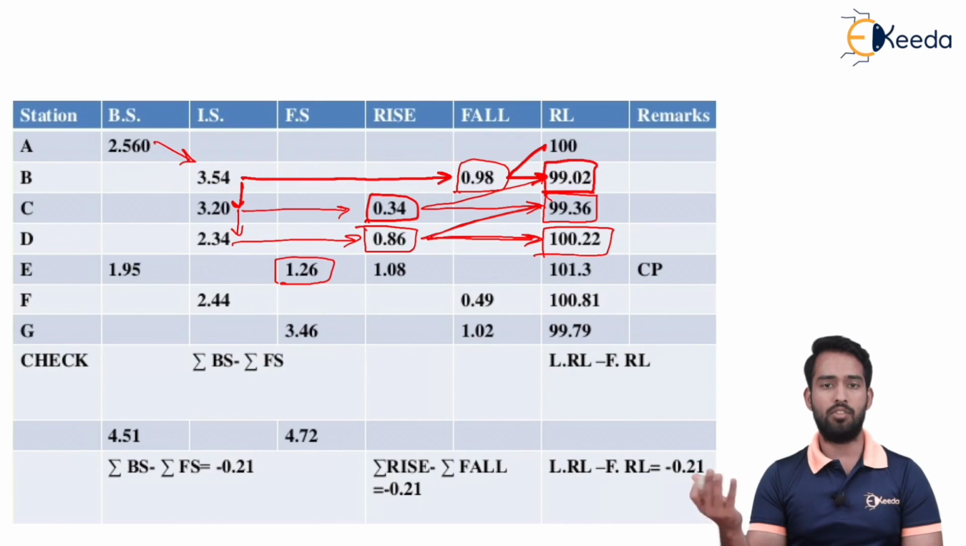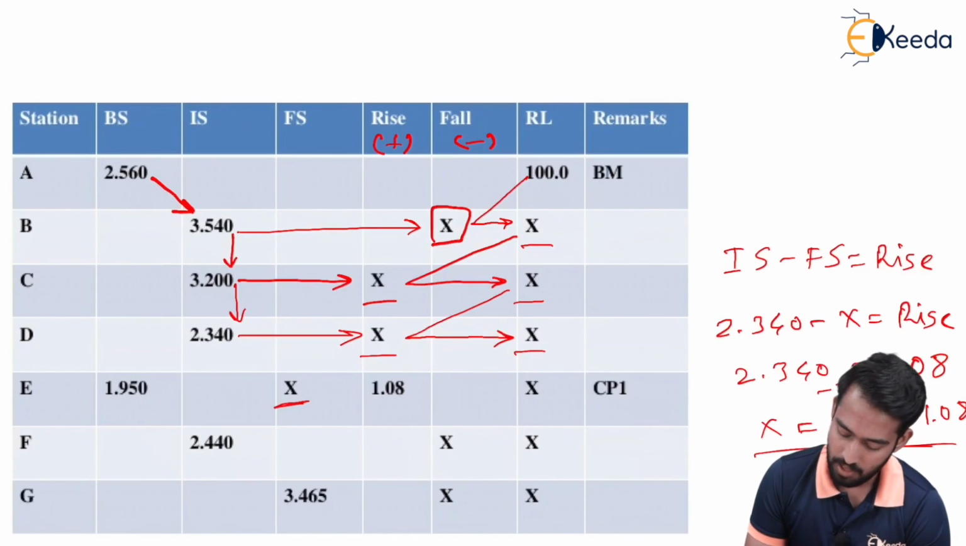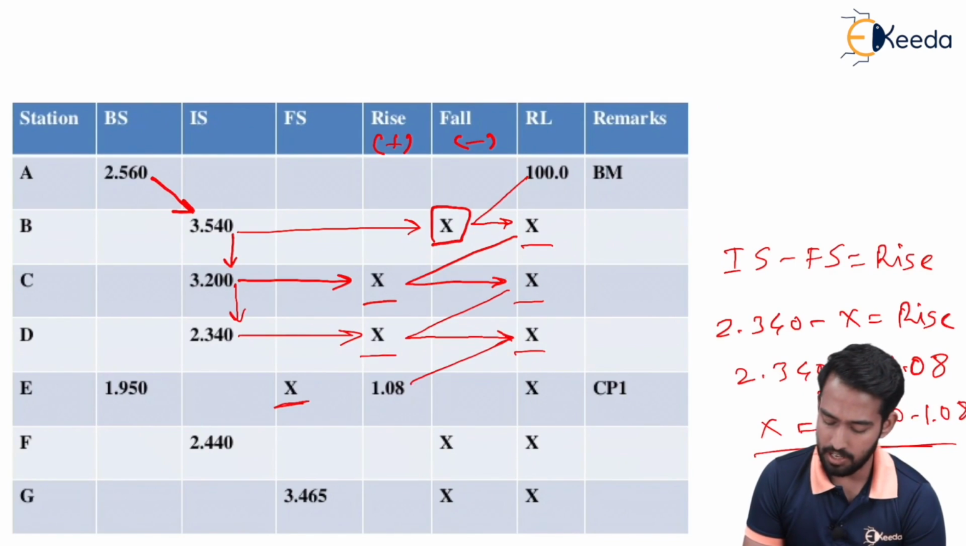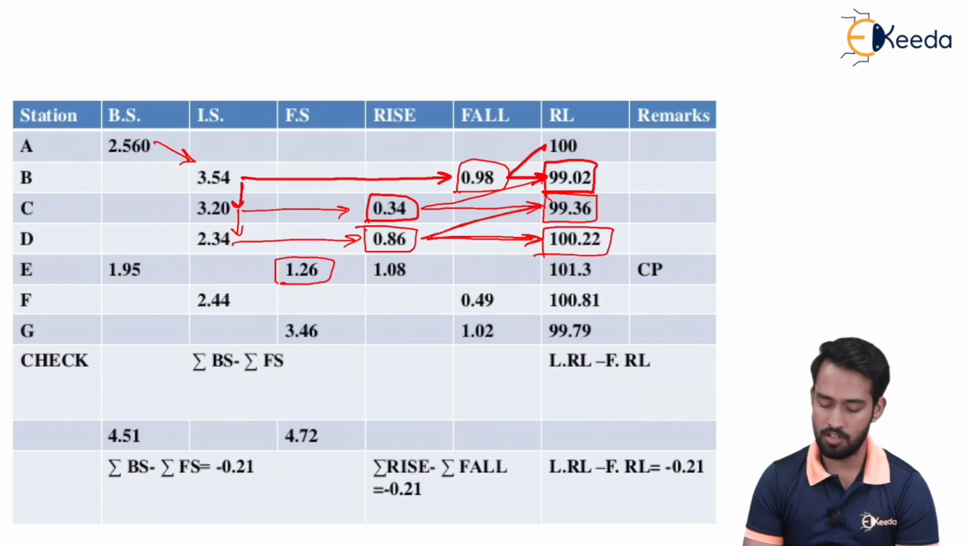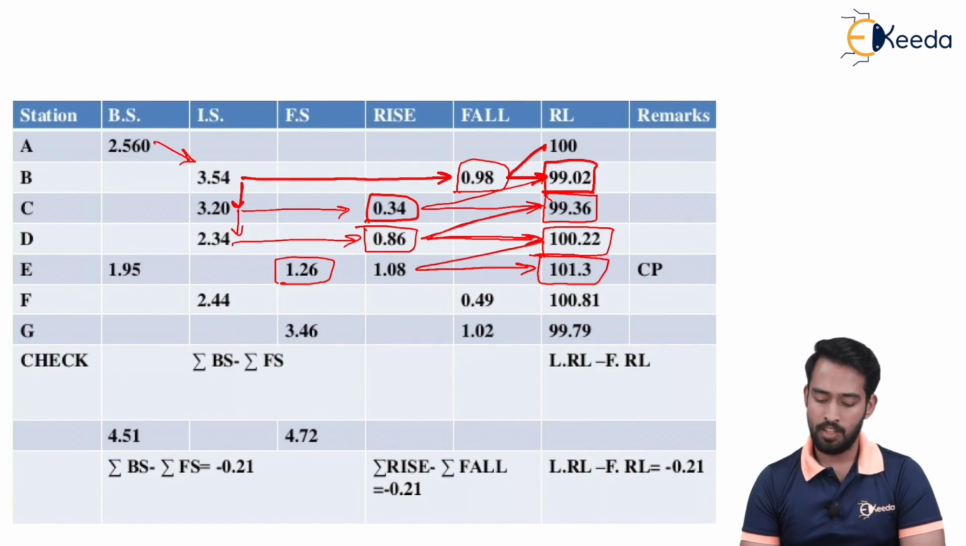So we can calculate the FS by using a simple formula. IS minus FS is equal to rise, and we just have to shuffle the values to get the answer of x, which is 1.26. Now we have to calculate the next RL. So what is the next RL? Previous RL plus or minus rise or fall. We get 101.3.